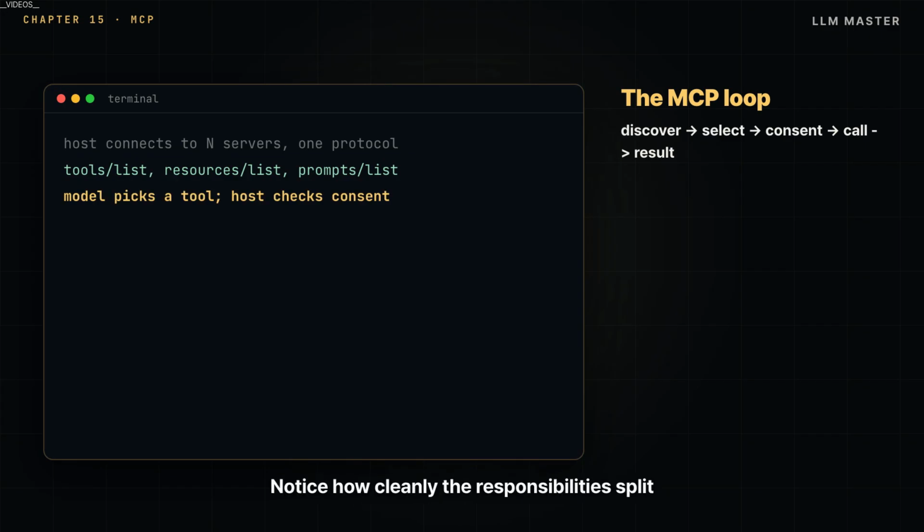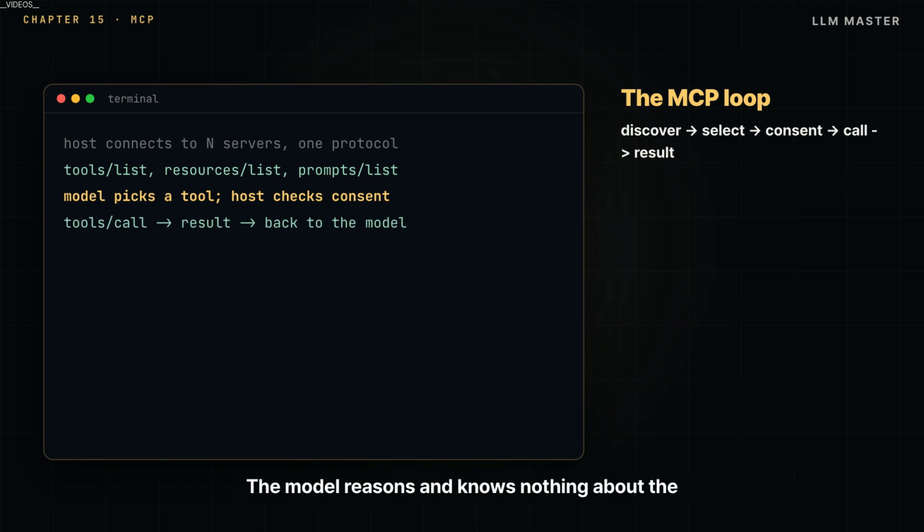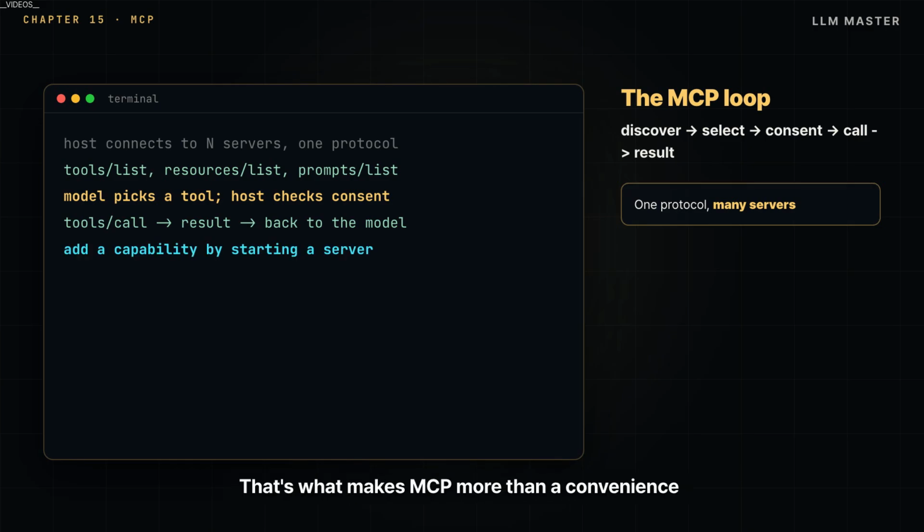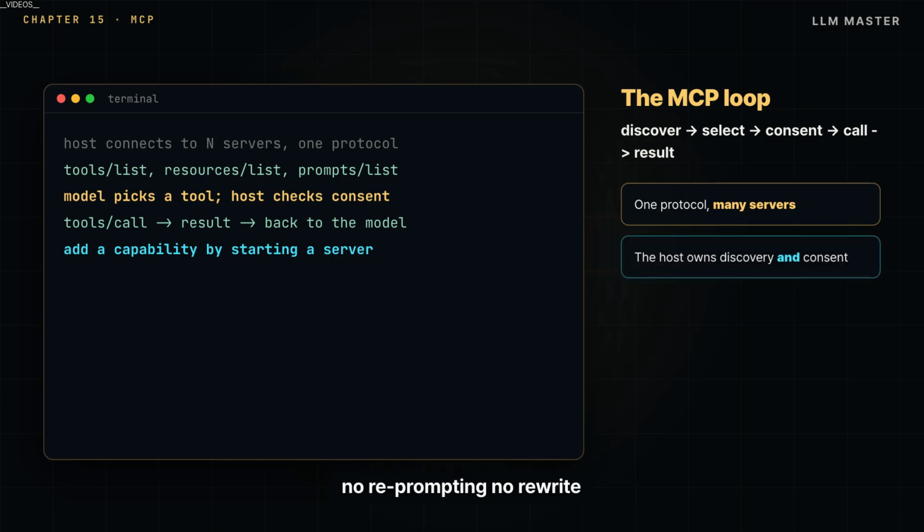Notice how cleanly the responsibility splits. Servers provide capabilities and know nothing about the model. The model reasons and knows nothing about the wire protocol. The host sits in the middle, owning the two things that actually matter for safety and flexibility: discovery and consent. That's what makes MCP more than a convenience. You can add a new capability to an agent by starting a server. No model change, no reprompting, no rewrite. One protocol, many servers, and a clear boundary where the human stays in control.